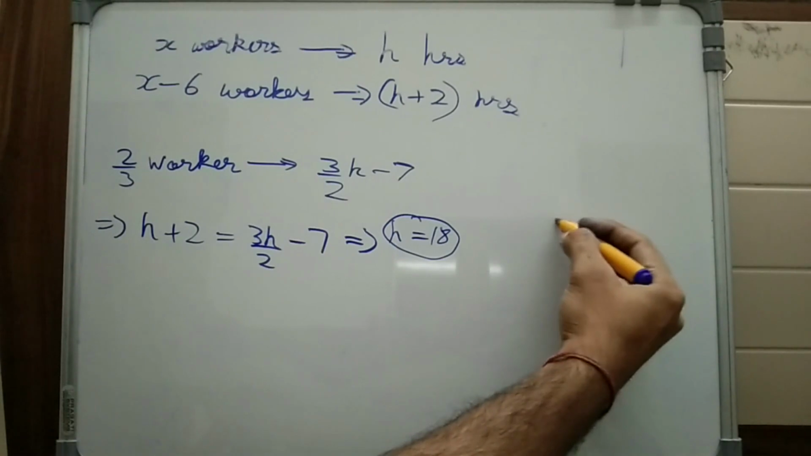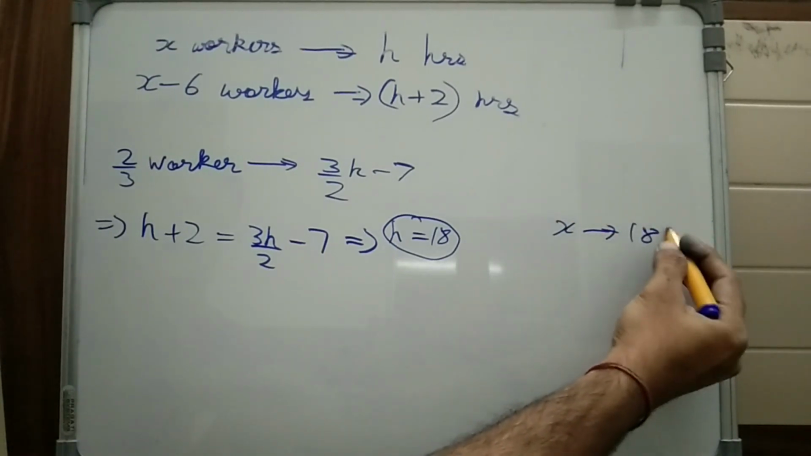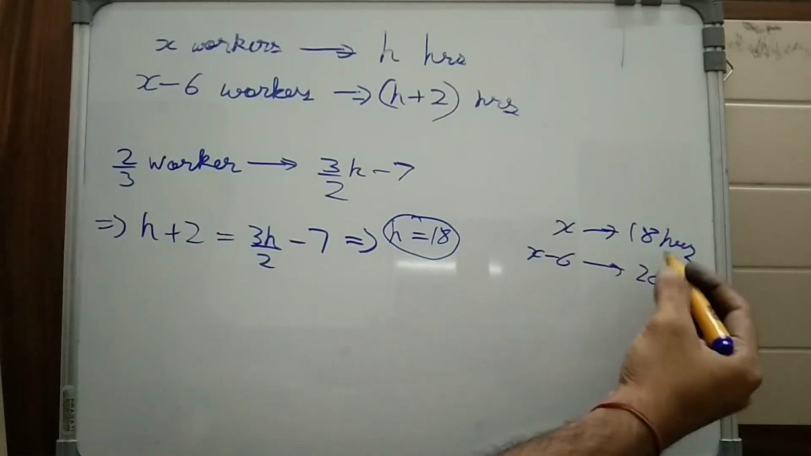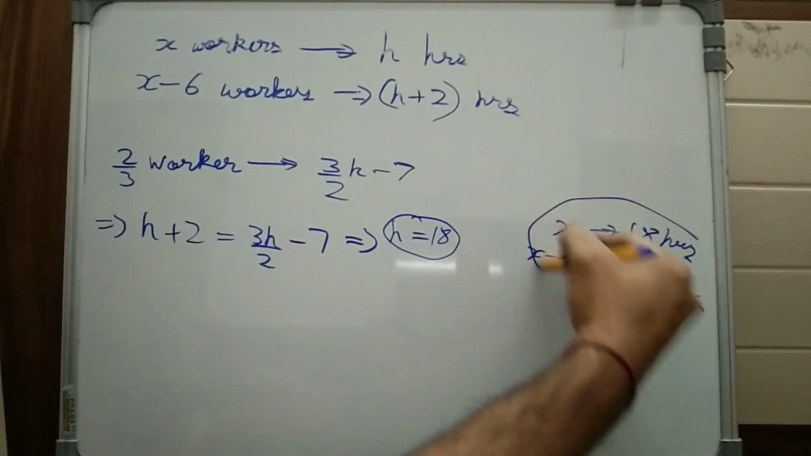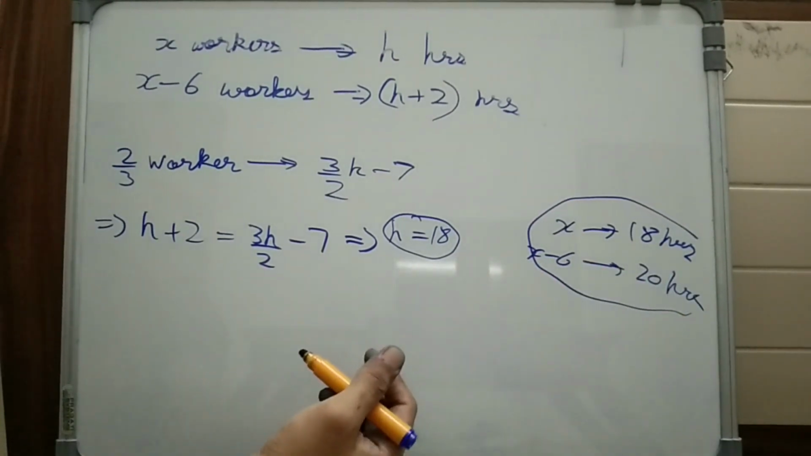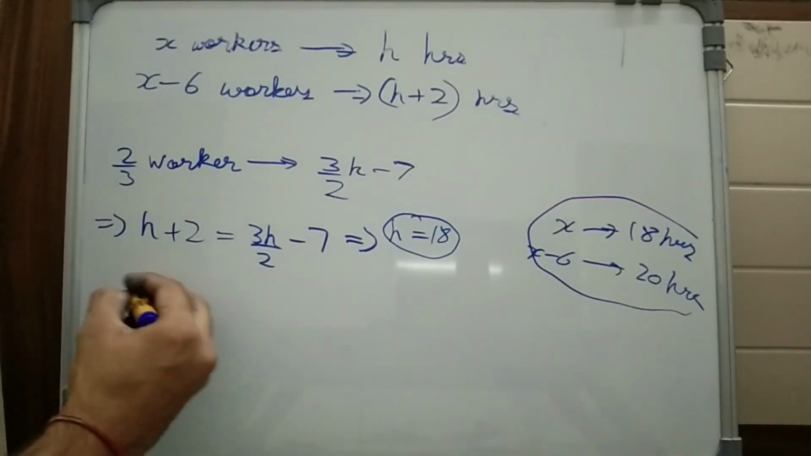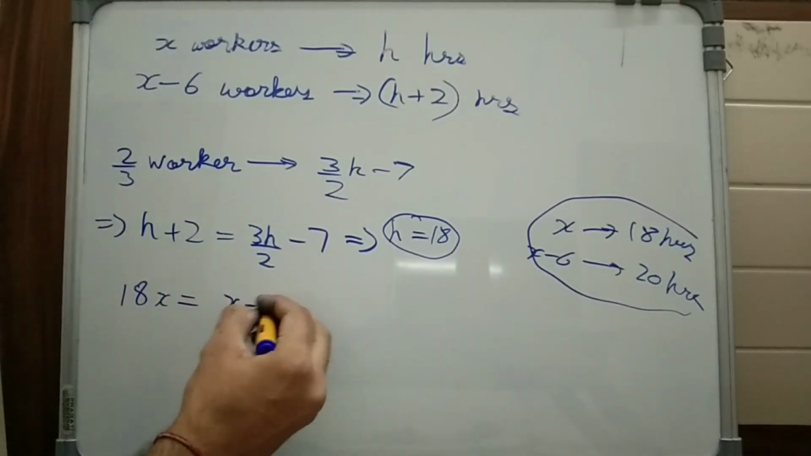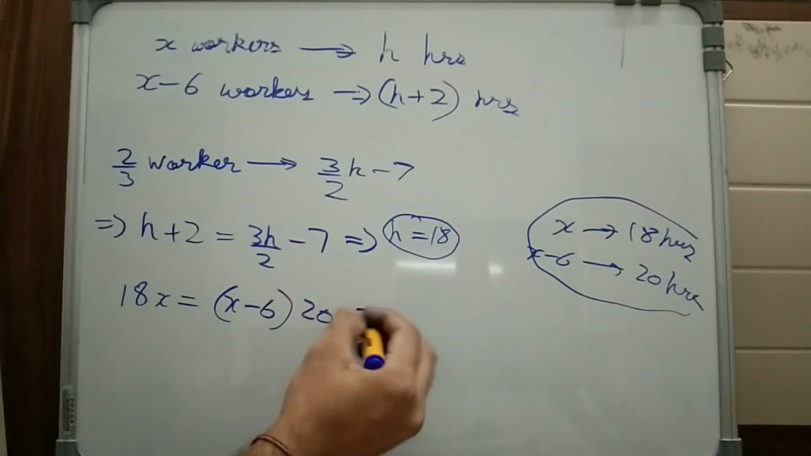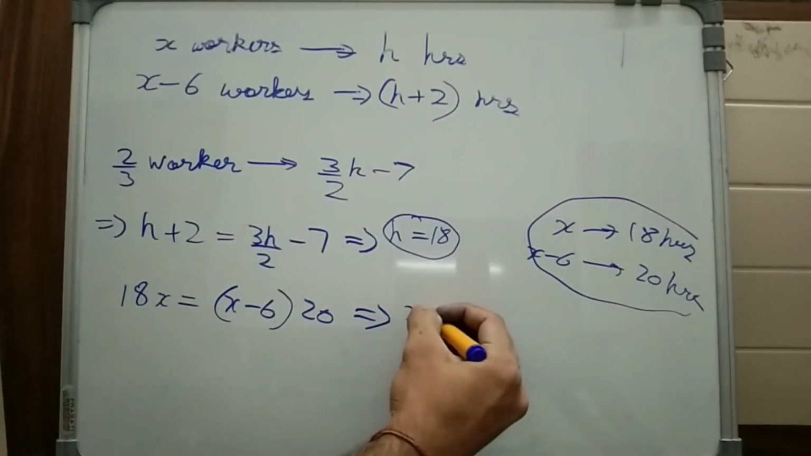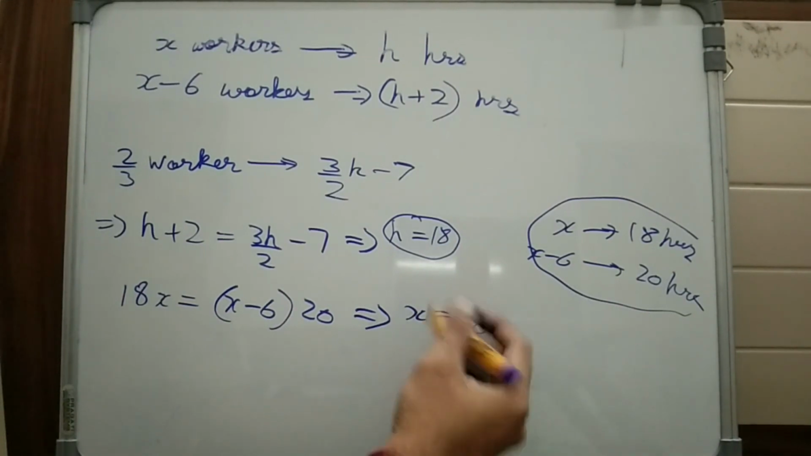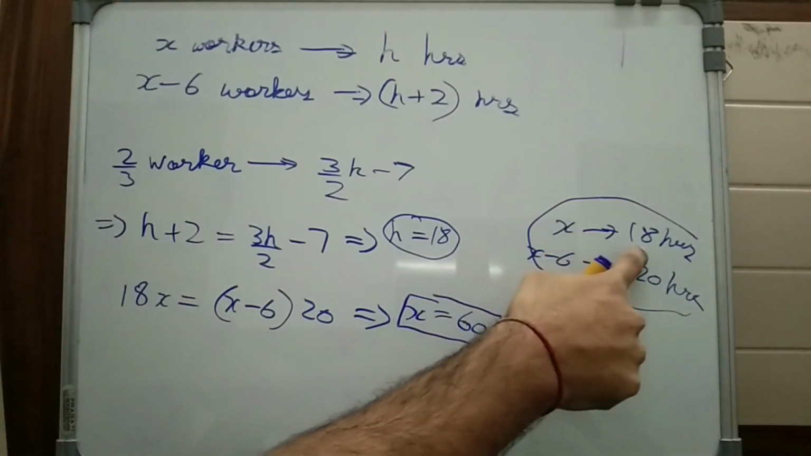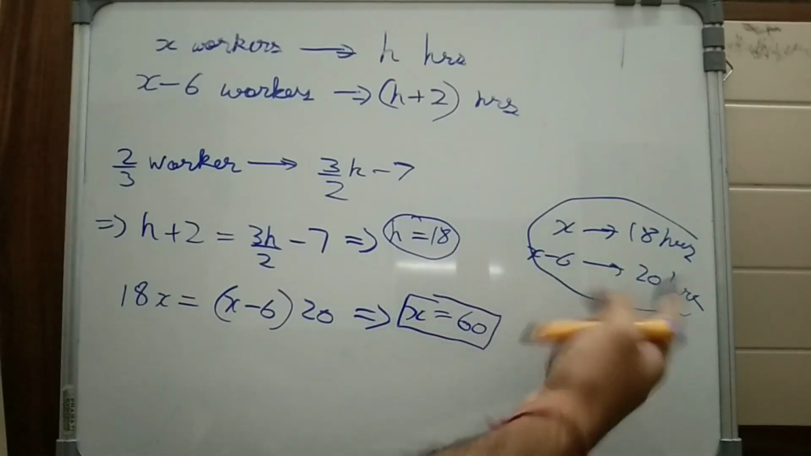It means X workers were taking 18 hours and X minus 6 are taking 20 hours. Okay, so I can equate them as well. 18X, this is just man hours, right? Man hours, X minus 6, 20. So if I solve this, I will get X is equal to 60. So it means initially there were 60 workers. Initially there were 60 workers, right? 60 workers are taking 18 hours. 60 minus 6 workers are taking 20 hours.